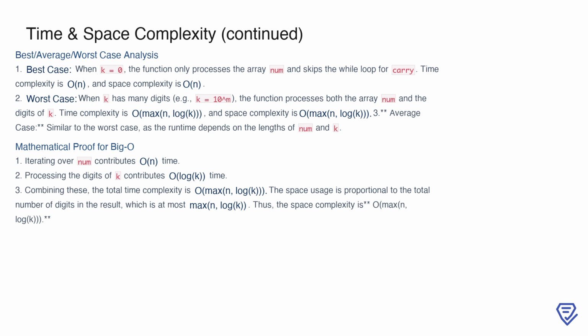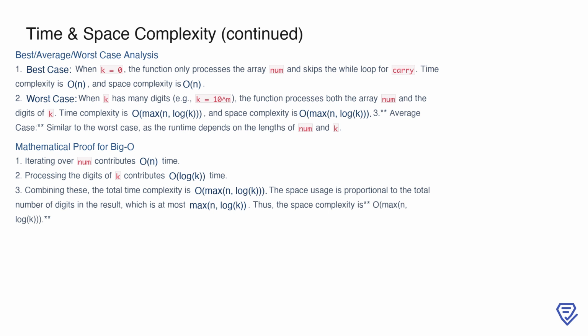In the worst case, when k has many digits, such as when k equals 10^m, the function must process both the array number and the digits of k. This leads to a time complexity of O(max(n, log k)), and a space complexity of O(max(n, log k)).